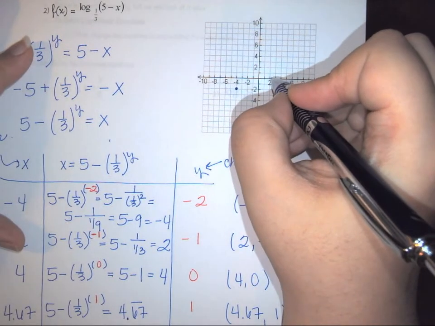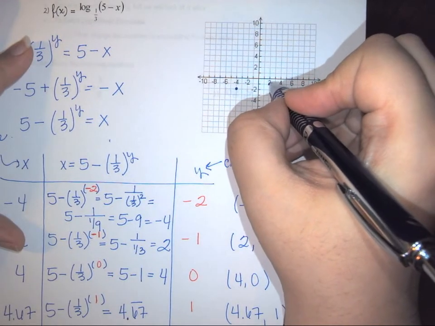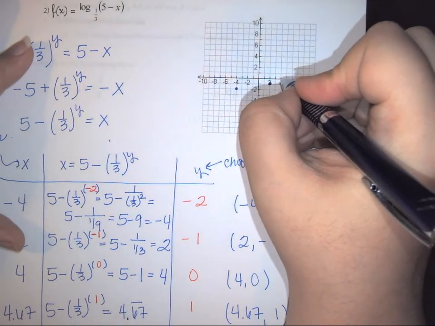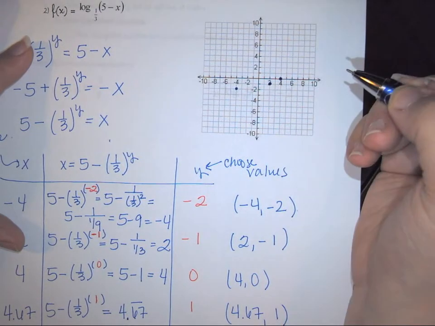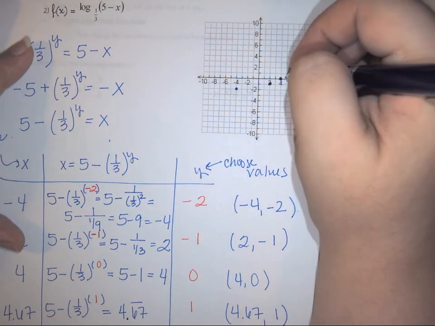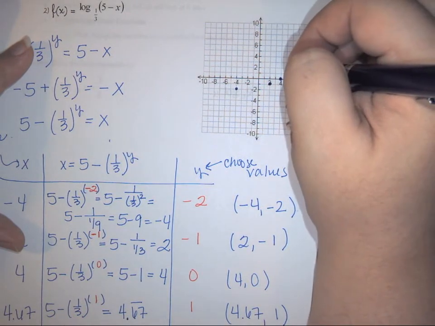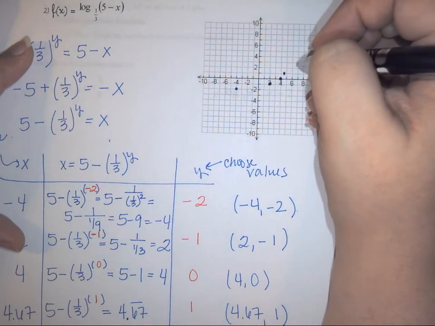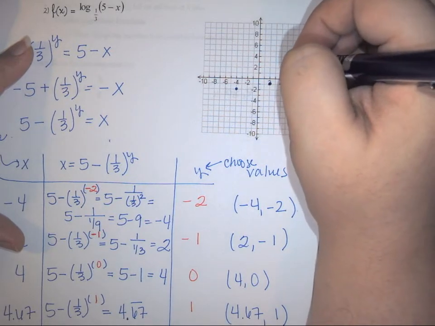So I am 2 over and down at -1. I have the point (4, 0), so (4, 0) crosses right here. I then have the point a little over 4.5, and up at 1. And then I'm really, really close to 5, and I'm up at 2.